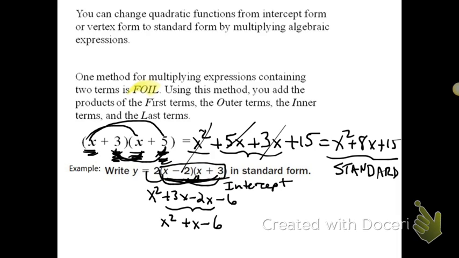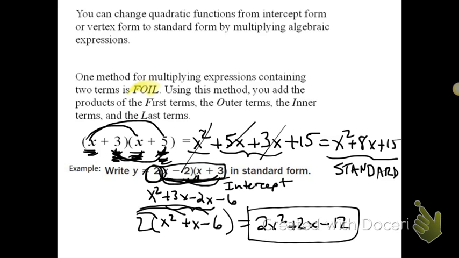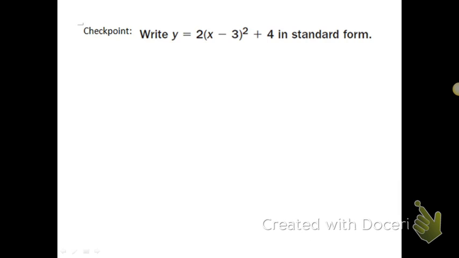Now remember, I was supposed to multiply everything by a 2. So I'm going to put that 2 out in front, and I'm going to distribute that 2, or multiply it to each term in that trinomial. So if I do that, I'm going to end up with a 2x squared plus a 2x, and then 2 times negative 6 makes negative 12. Now we are done. We've converted into standard form. Let's take a look at one more example.